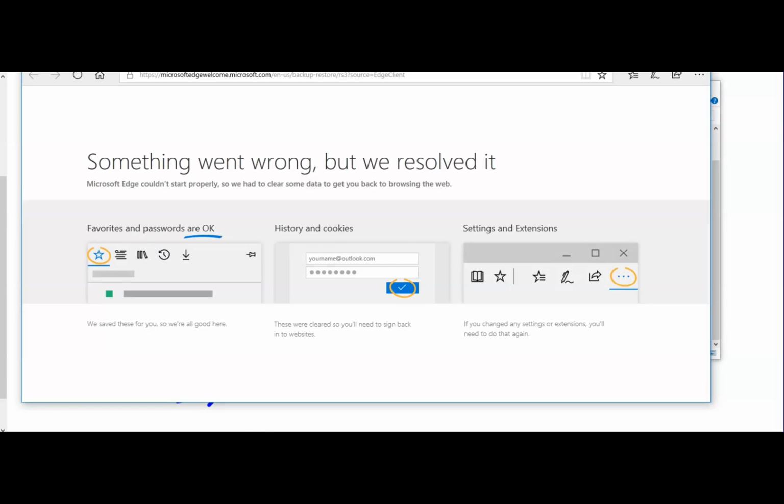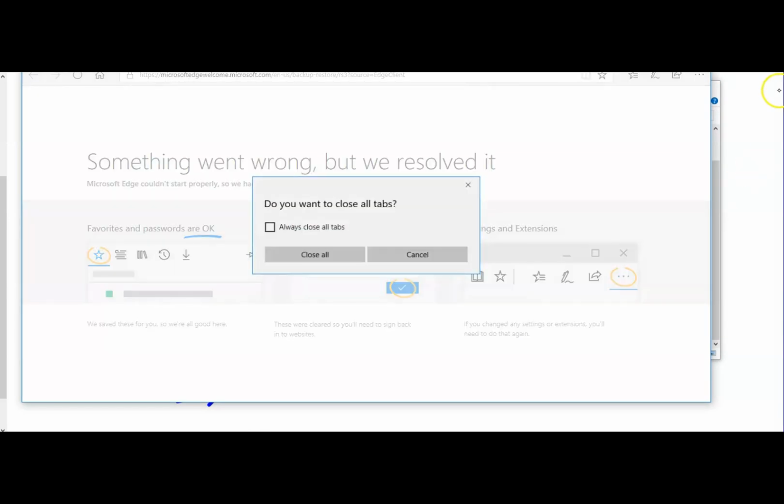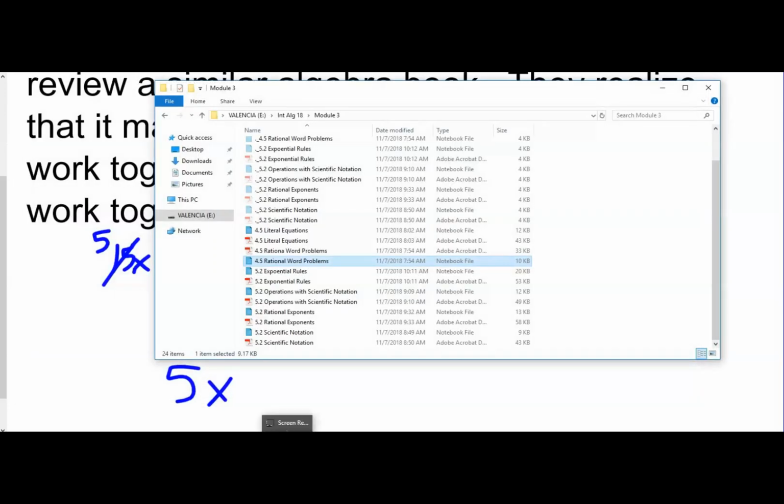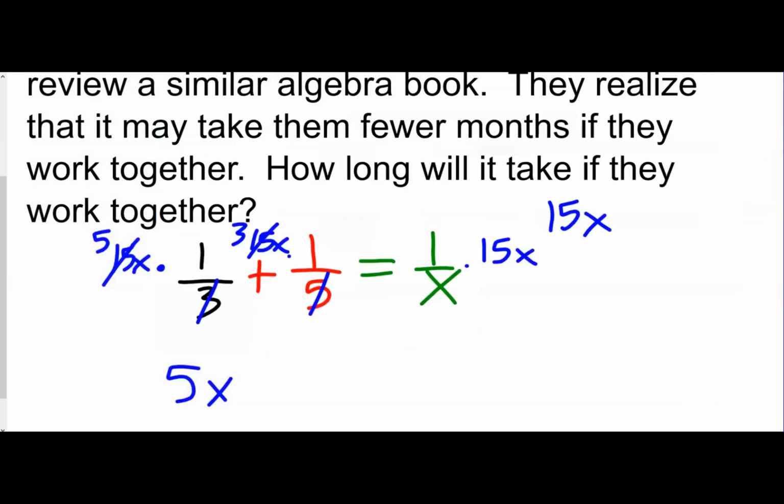Doing some weird things here. Sorry, guys. Close all tabs. Go away. So that again, back to what we had.